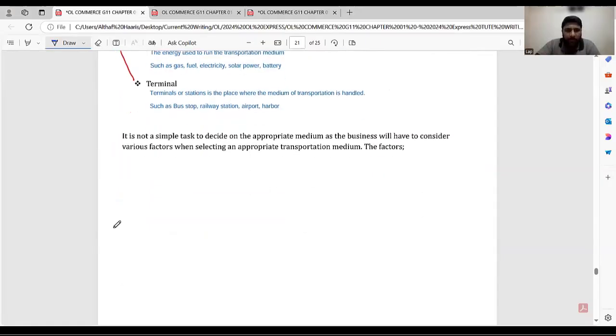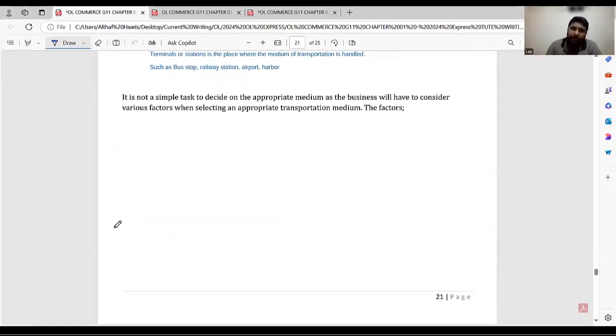Okay, good. Now, people, we are going to see certain factors that we have to consider when selecting a proper transportation medium. Let's take an example. I want to bring 100 tons of garments from China. Can I bring them through buses or trains? I can bring them through the air, but it is very expensive. So the best option is maybe the sea way.